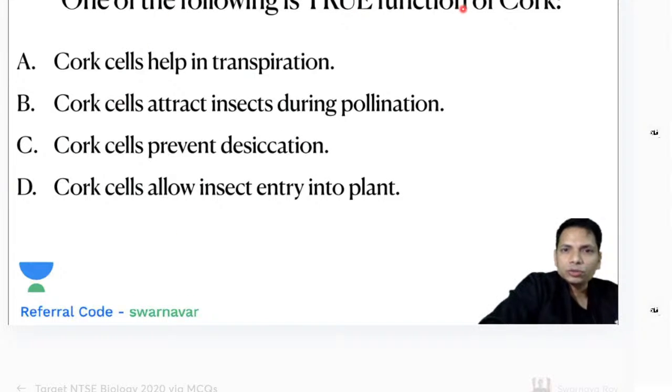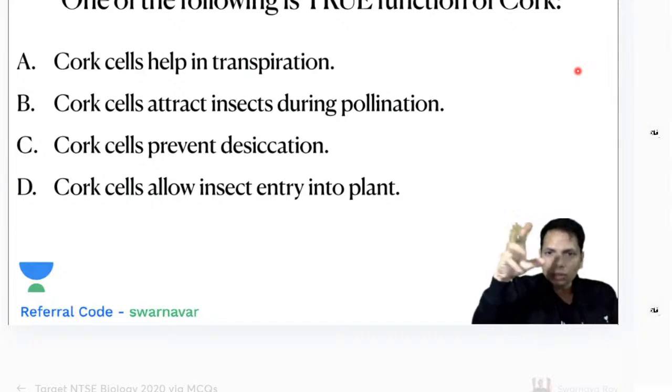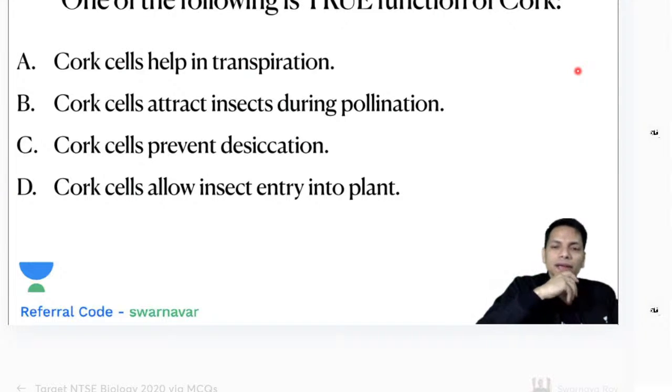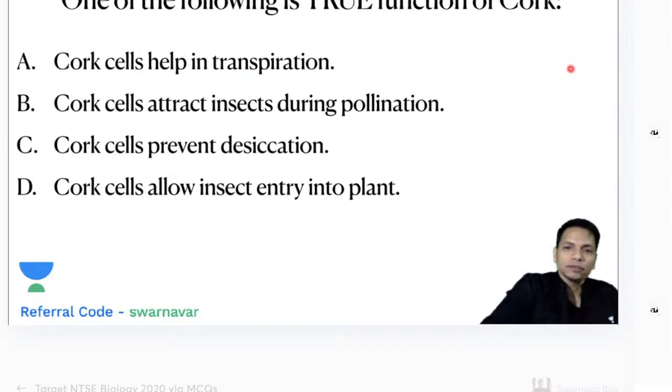One of the following is true function of the cork. Cork जो होते हैं ना in the plants, okay, in the trees, इसमें what is the true function? इसमें कौन सा is the true function of the cork? That cork cells help in transpiration. Cork cells attract insects during pollination. Cork cells prevent desiccation. या cork cells allow insects entry into plants. इसमें कौन सा is a proper function of the cork?